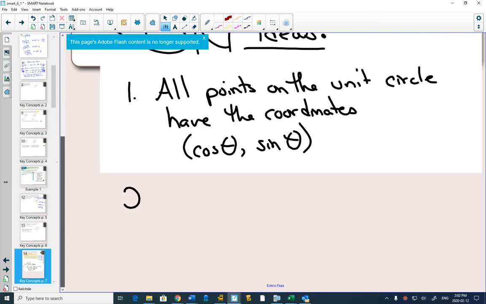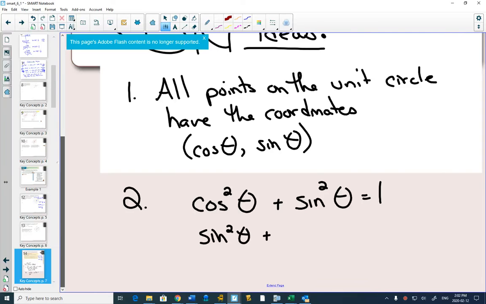Big idea number two. If the equation of the circle, if you just do a squared plus b squared equals c squared, is x squared plus y squared equals 1, and x is cos and y is sine, then if we square cos and we square sine of any angle, we will always get 1. On your formula sheet, they give you it this way. Can you see that that's the same?